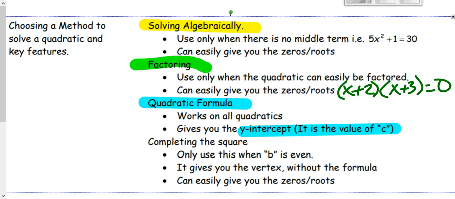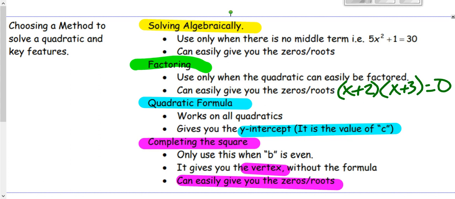And then we also have completing the square. I only use completing the square when b is even, because if b is odd, you're trying to take half of something and then square it. If b is odd, it's really hard to take half and square it when you have a fraction. But completing the square is an easy way to get the vertex. And you can also, if you want to continue going, find the zeros and roots. So completing the square is awesome for finding pretty much all your key features. It just only works really nicely when b is even.